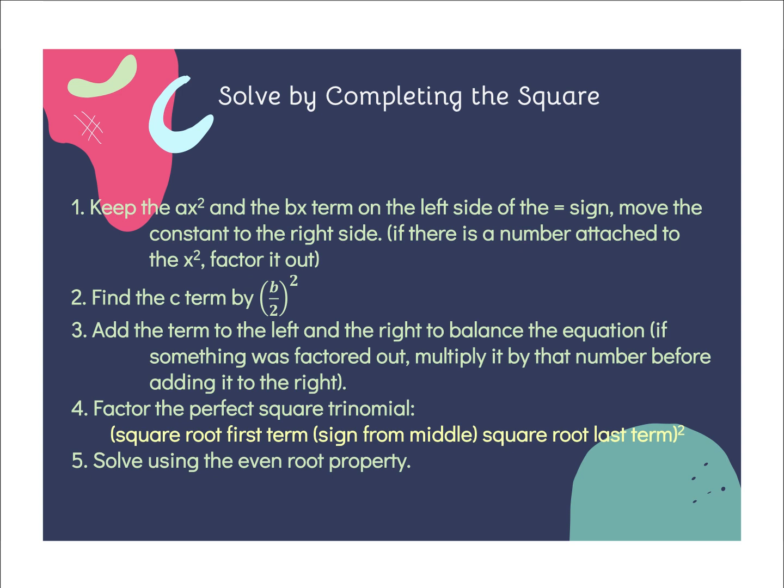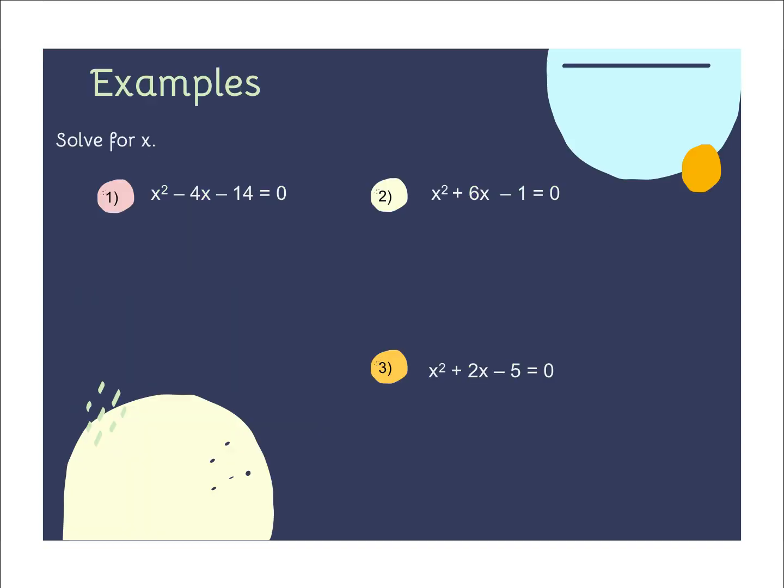You're going to find your c term by dividing b over 2. Then you're going to add to the left and right side that same number to balance it out. Then you're going to factor into a perfect square trinomial and solve. Okay, let me show you exactly what that is.